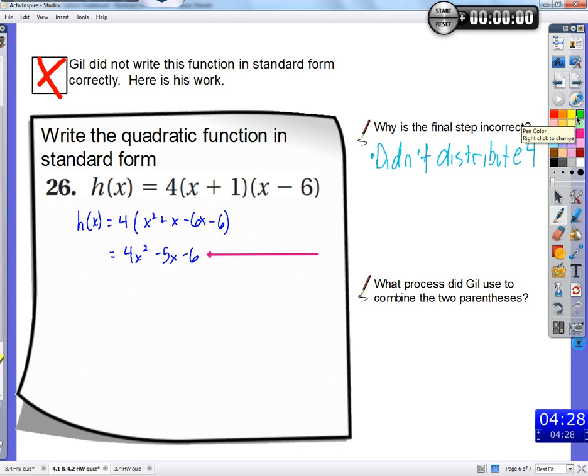I'm trying to bait you into a discussion here with this next question. What process did Gill use to combine the two parentheses? What's that? Distribution is what I would love to hear everyone say every time I ask something like that. Distribution. Okay. Now, Gill might have been thinking to himself this helpful little reminder that I've already talked about.